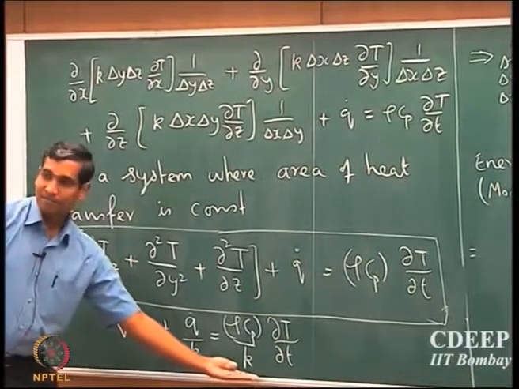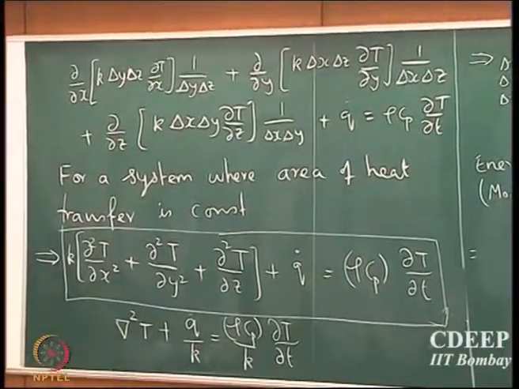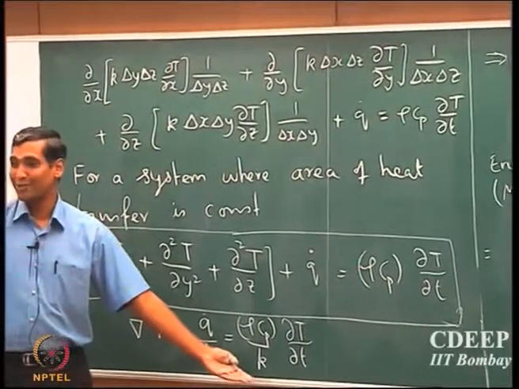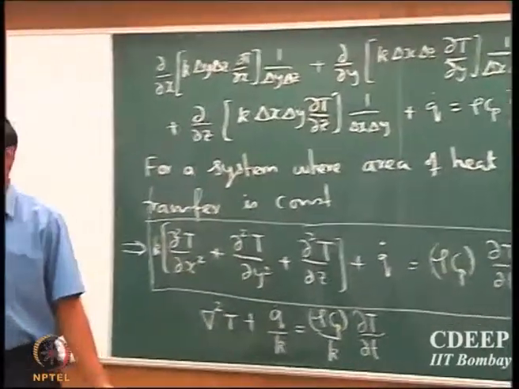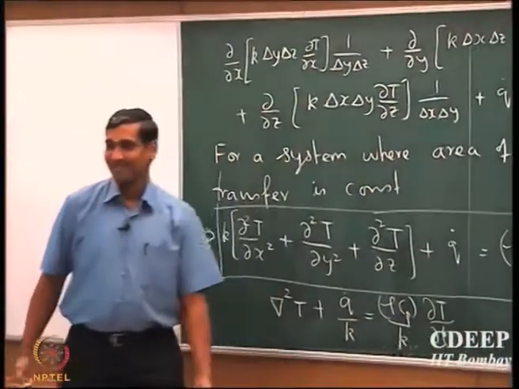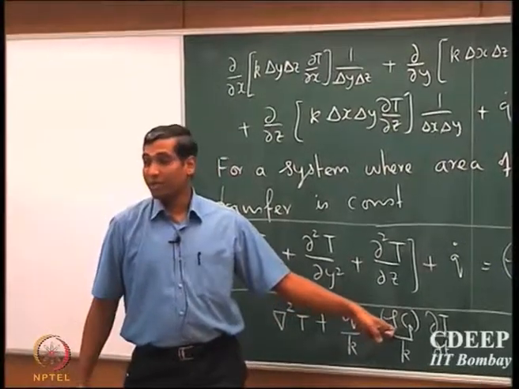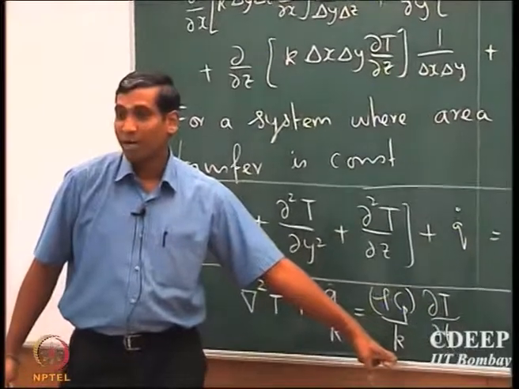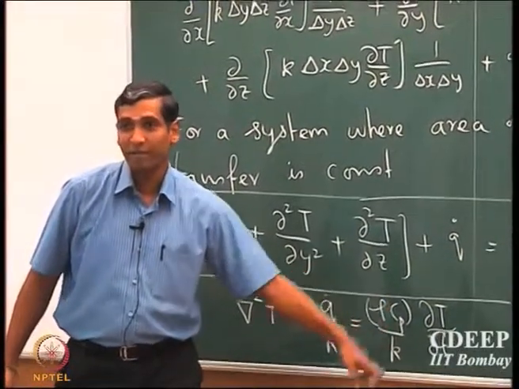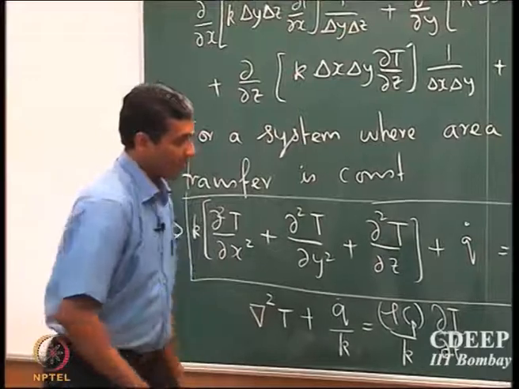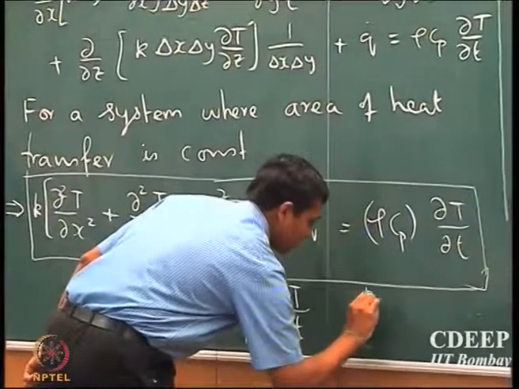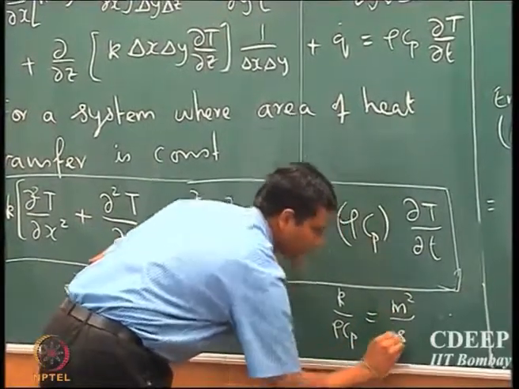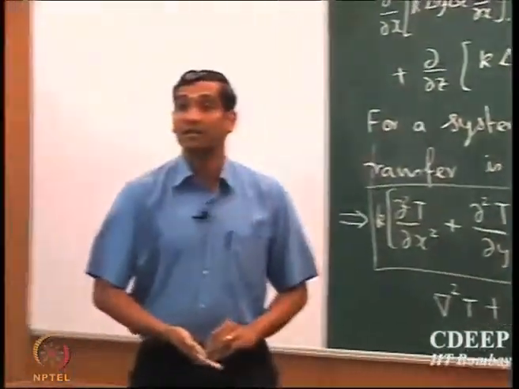What is this term? Does anyone know? Yeah? Prandtl's number is non-dimensional, a dimensionless number. This has a dimension. Rho is kg per meter cube, Cp is joule per kilogram Kelvin, and K is watt per meter Kelvin. So what are the units of this quantity? The units are K by rho Cp, meter square per second. Yes.